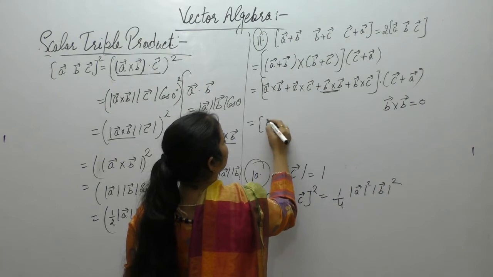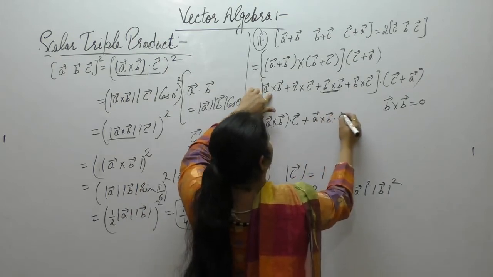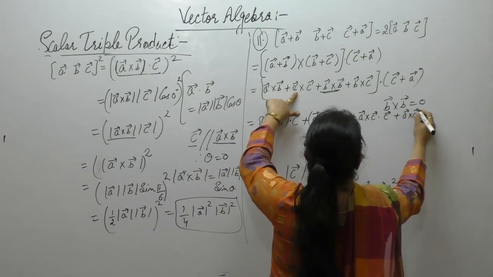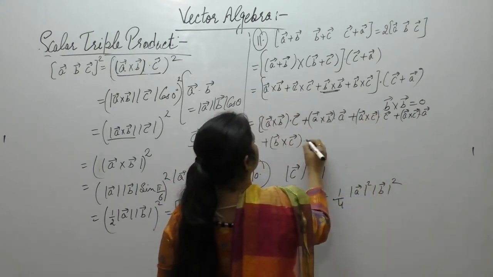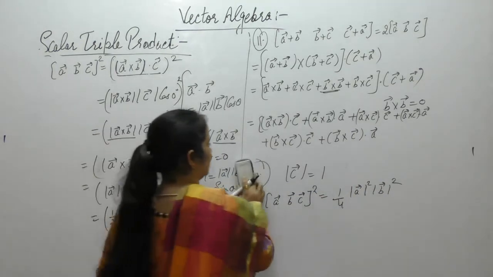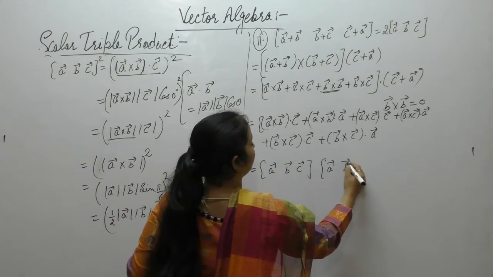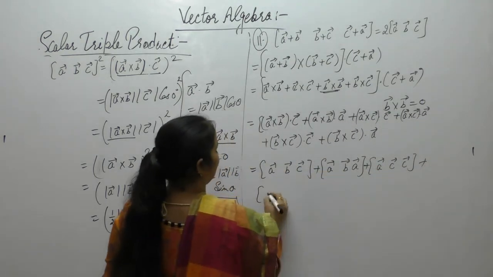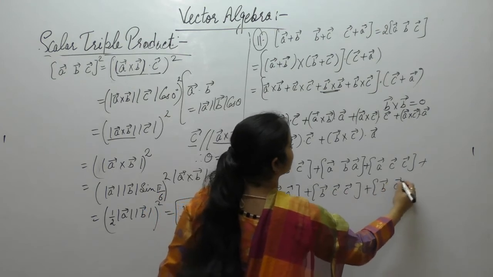So we are left with A cross B dot C vector plus A cross B dot A vector plus A cross C dot C vector plus A cross C dot A vector plus B cross C dot C vector plus B cross C dot A vector. Now we can write it as the scalar triple product of A, B, C plus A, B, A plus A, C, C plus A, C, A plus B, C, C plus B, C, A.